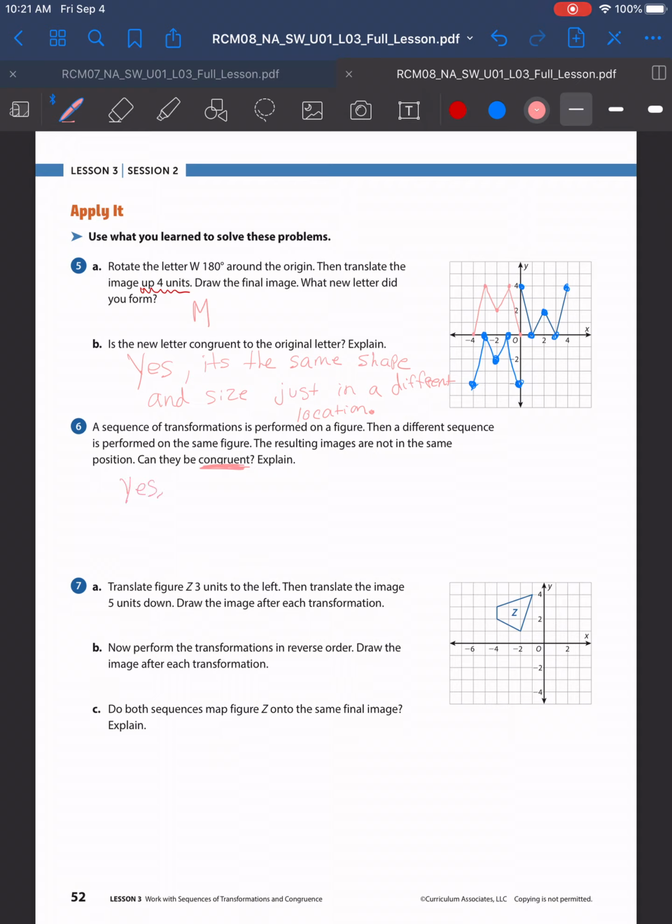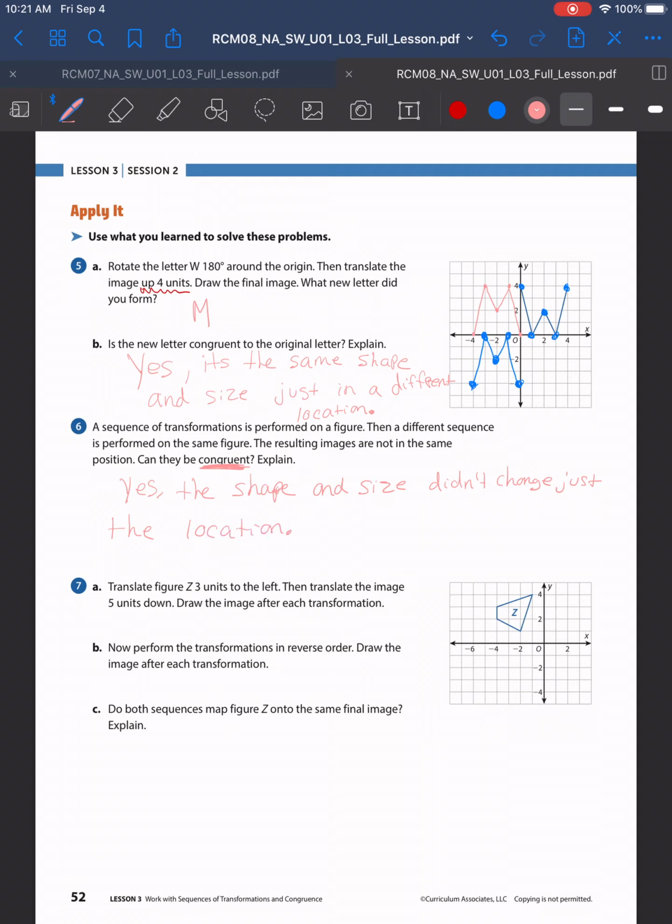Yes, the shape and size didn't change, just the location.